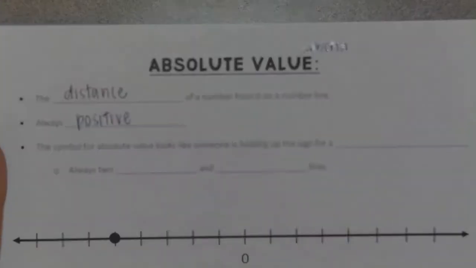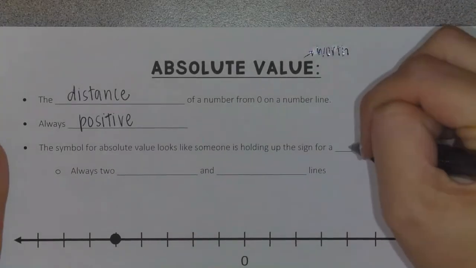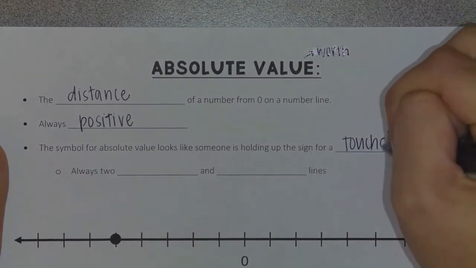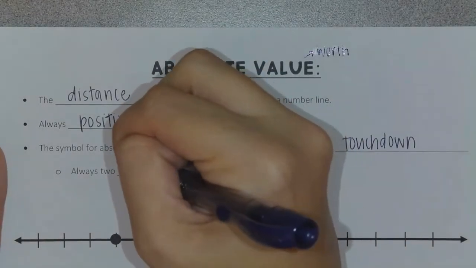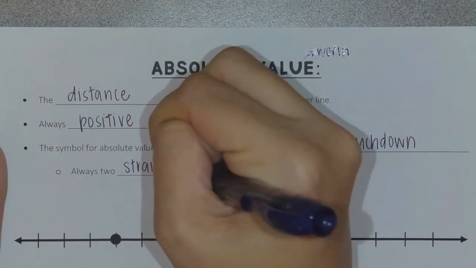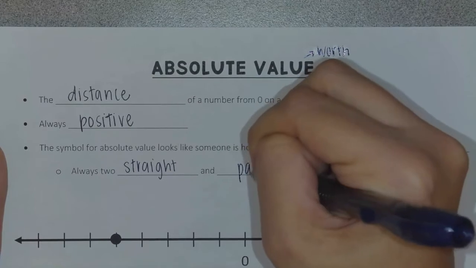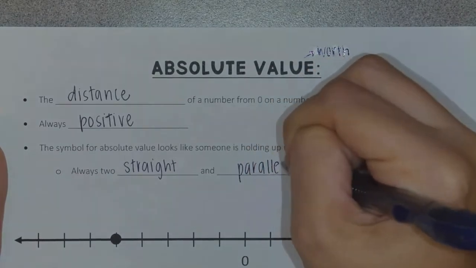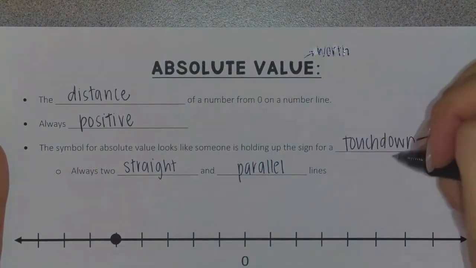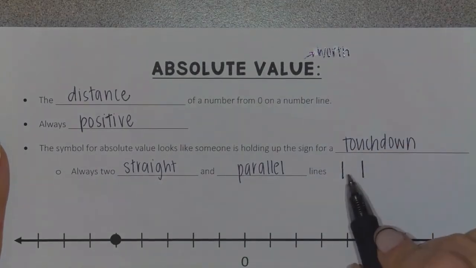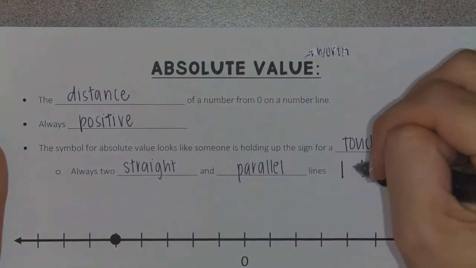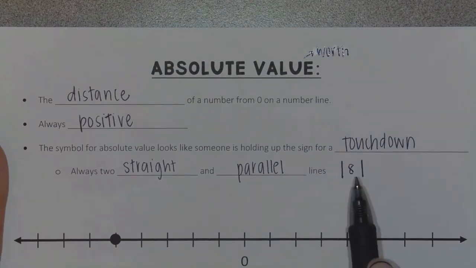Our symbol for absolute value looks like someone who is holding up the sign for a touchdown. If you don't know what a touchdown sign looks like, no worries, you're about to see. So the sign for a touchdown is always 2 straight and parallel lines. It looks like this. Just 2 straight up and down lines and a number goes in between them. So let's make it the number 8. I would read this as the absolute value of 8.